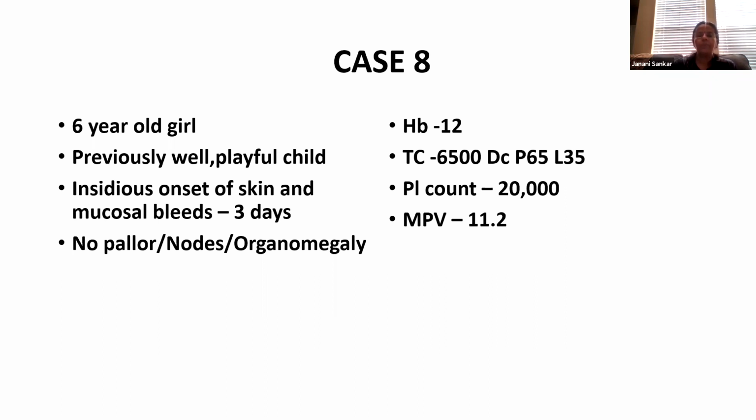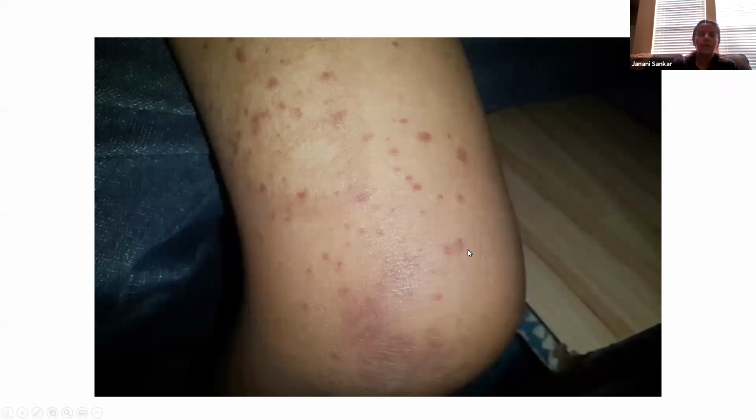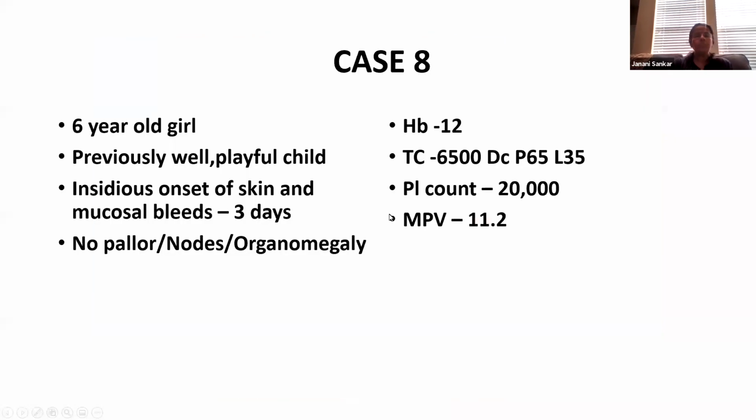This is one case where you have to look at the MPV, and if the IPF is available, also look at the IPF. I'll talk a little about IPF. This is the classical picture that she had. A lot of petechiae, purpura, ecchymosis, everything. So ITP, this of course I think all of you know the diagnosis. This is immune thrombocytopenic purpura.